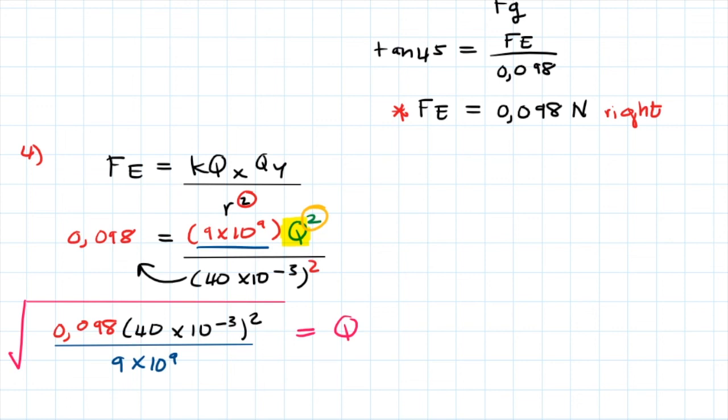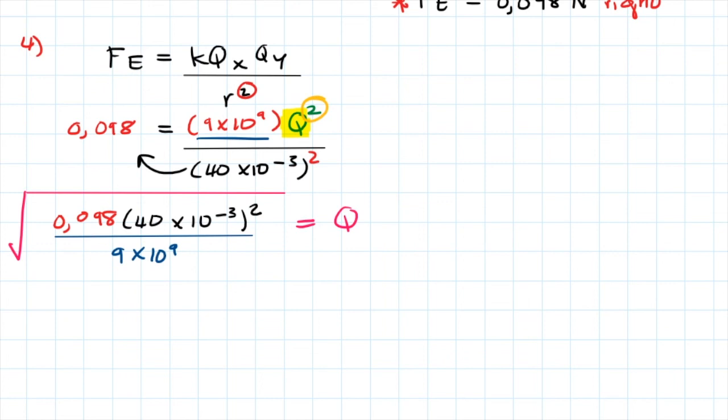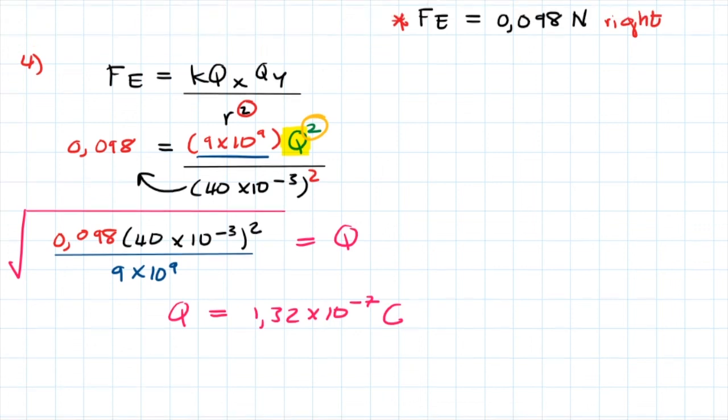Now grade 11s, if you struggle to solve everything in one step, that's not a problem. You're welcome to find the answer using many steps. That's 100% fine. You don't need to do everything in one go. So in the end, the value we obtain for the charge is that Q is equal to 1,32 times 10 to the negative 7 Coulomb. And that is the final answer to this question, question number 4.